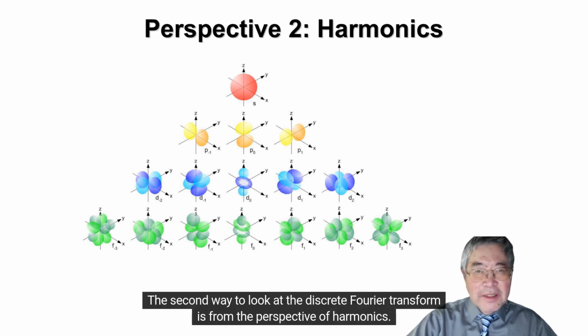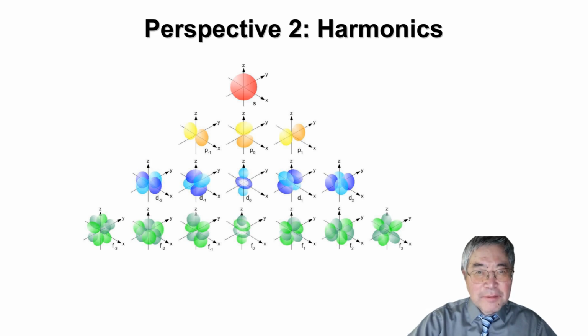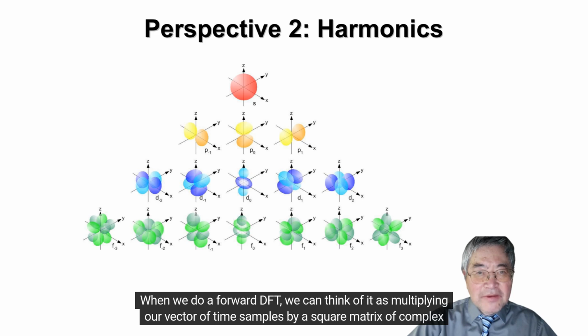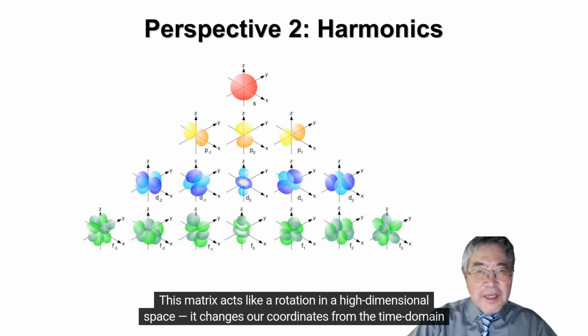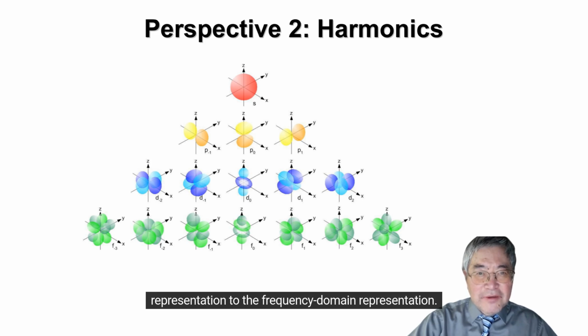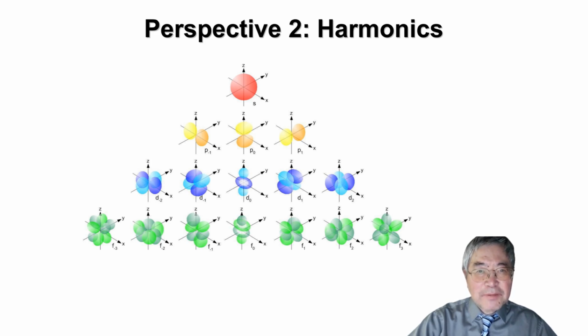The second way to look at the discrete Fourier transform is from the perspective of harmonics. When we do a forward DFT, we can think of it as multiplying our vector of time samples by a square matrix of complex exponentials. This matrix acts like a rotation in a high-dimensional space. It changes our coordinates from the time domain representation to the frequency domain representation.